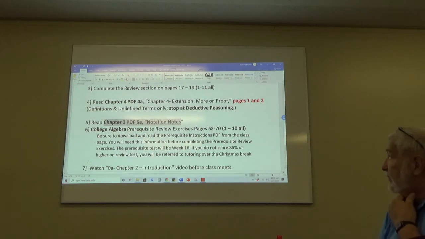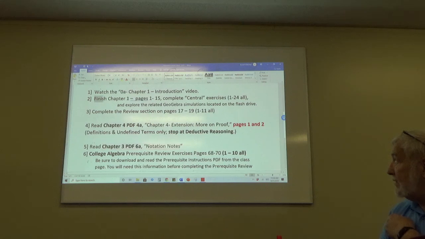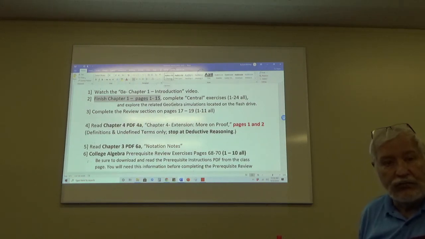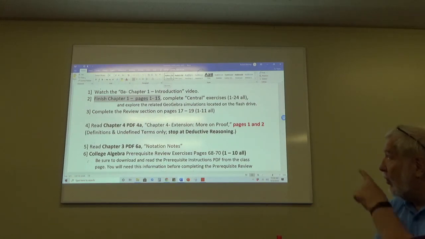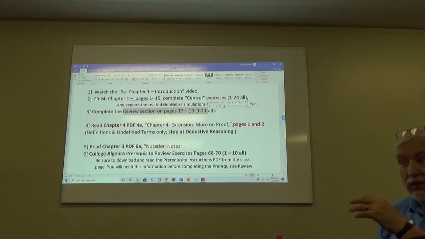All right, this is going to be the assignment that you're going to have. You're going to do pages 1 through 15. Now, we've been over 1 through 12, I think, so we got almost to the end of this whole 15. So you're going to go back through it again, and you're going to write it out with a ruler and a protractor so that you do it to scale. And then you're going to complete the review section, 1 to 11, all. That's the review.